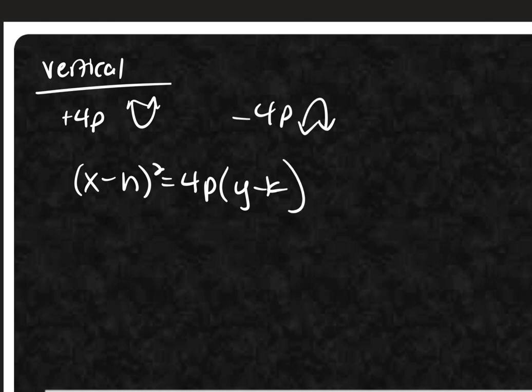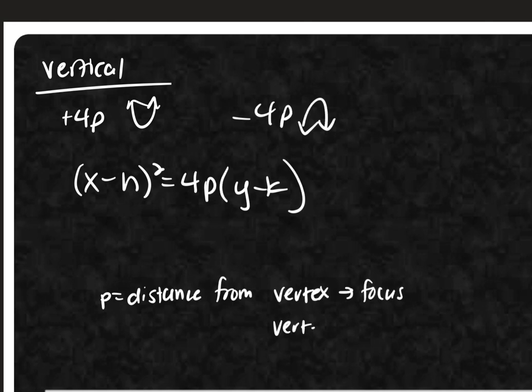For this, our equation is (x − h)² = 4p(y − k). And that (h, k) can be (0, 0), which would eliminate the h and the k, or it can actually have a vertex, in which case you would keep those values. Remember, p is the distance from the vertex to the focus, and the vertex to the directrix.